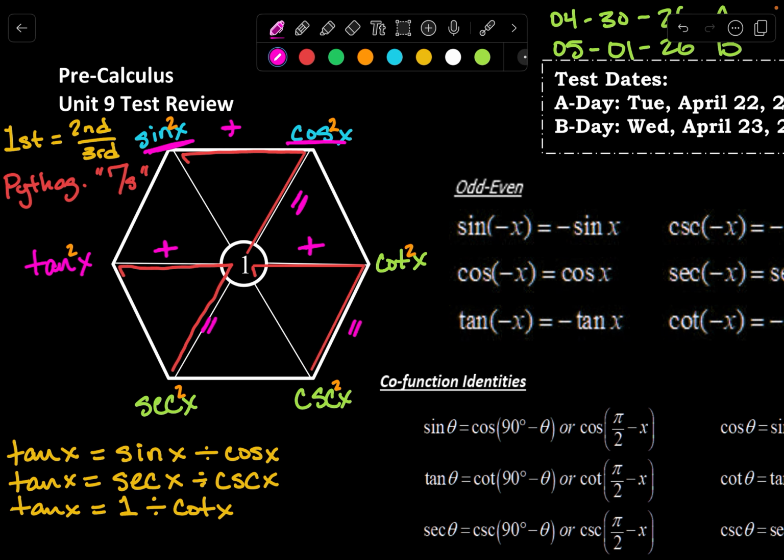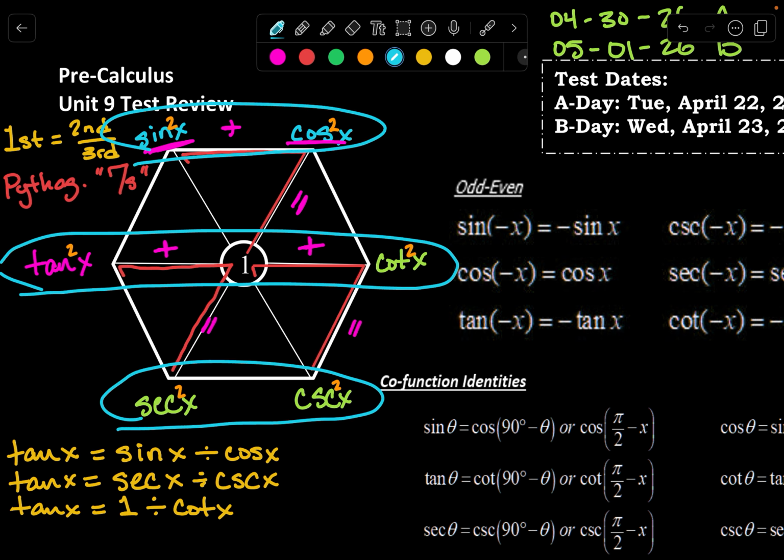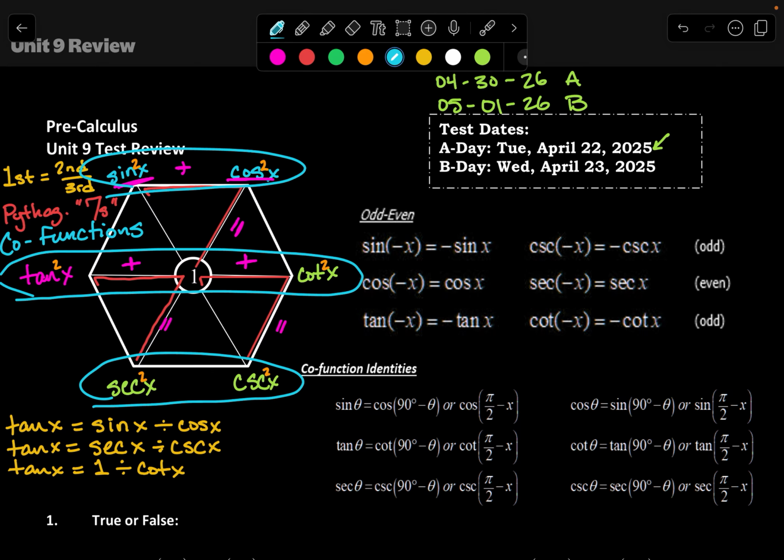The last thing is the cofunctions, which are on the same plane with each other, if you want to think about it like that. Cofunctions. So sine and cosine are cofunctions. Tangent and cotangent are cofunctions. Secant and cosecant are cofunctions. And that's where these cofunction identities come in.